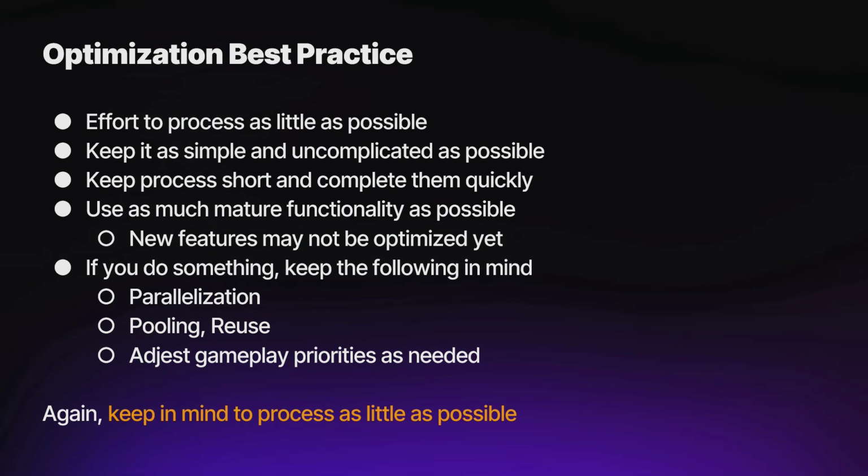Here are some concrete optimization guidelines. Design your system to do as little as possible. Keep things simple. If you can't avoid processing, keep it short and fast. When adding a new system, think, can this be parallelized? Can it be pooled or reused? Can its priority be managed with something like the Significance Manager? The consistent goal should always be to minimize processing wherever you can.